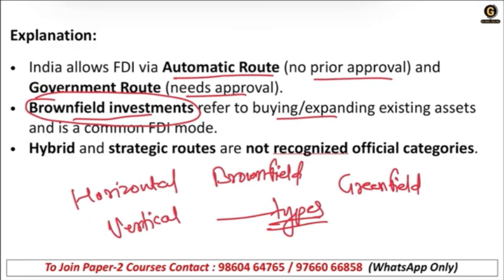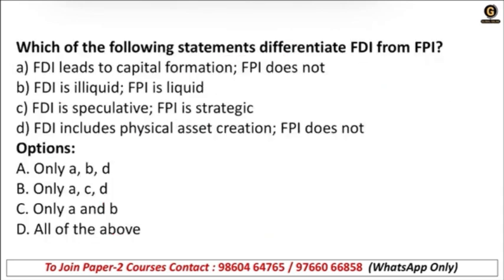Okay, so go and watch that video as well. Hybrid and strategic routes are not recognized official categories. Okay, next. Which of the following statements differentiate FDI from FPI? This is very important. We should mark this as important.